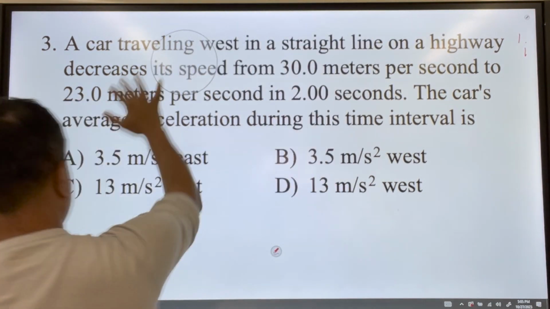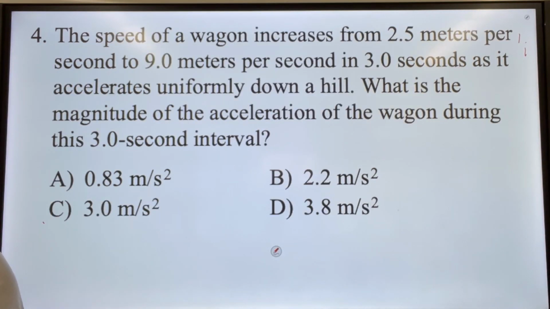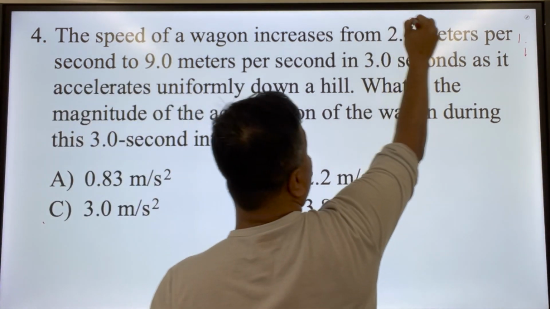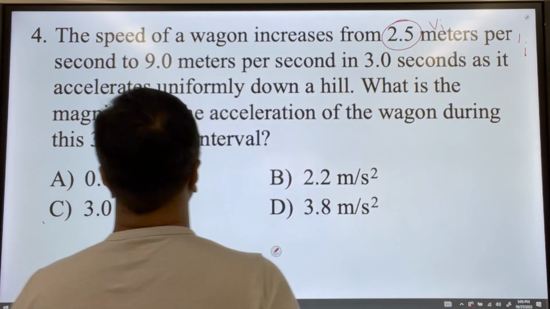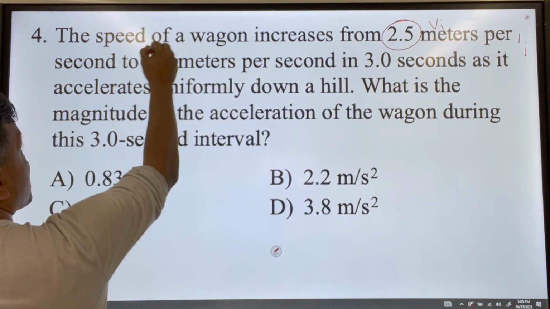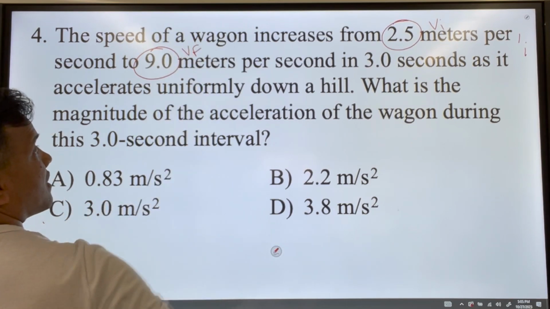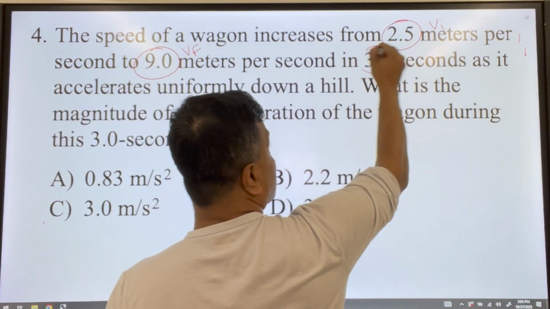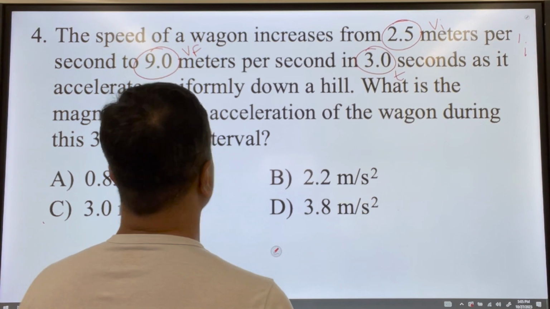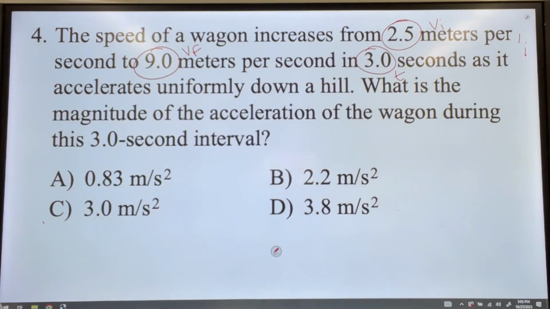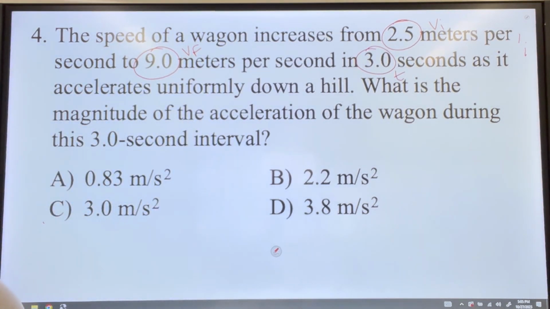So let's go to problem number 4. The speed of a car increases from 2.5 meters per second to 9 meters per second in 3 seconds. Read the question carefully, as it accelerates uniformly downhill. What is the magnitude of the acceleration?